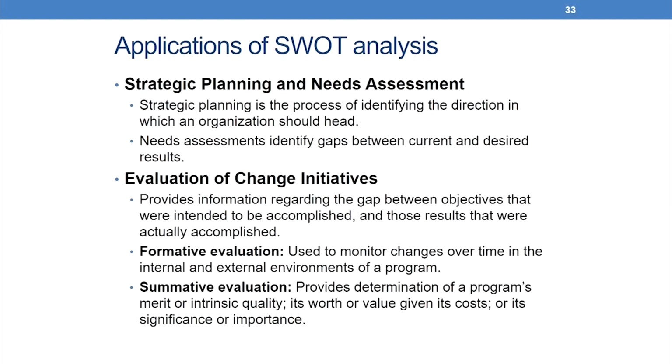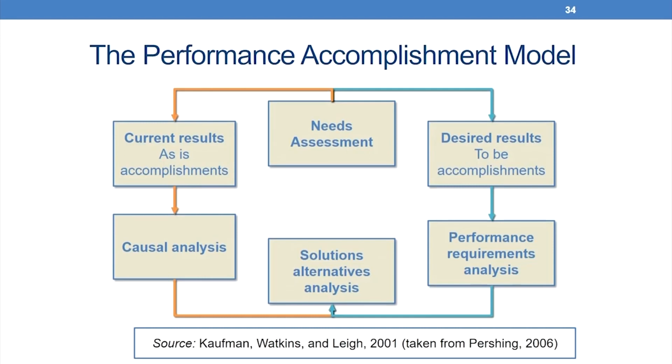Some of the applications of SWOT analysis are in strategic planning and needs assessment, which is the process of identifying the direction in which an organization should head. Needs assessments identify gaps between current and desired results, and evaluation of change initiatives provides information regarding the gap between objectives that were intended to be accomplished and those results that were actually accomplished. The performance accomplishment model. So, you have needs assessments and solutions alternative analysis. You look at the current results, the desired results, the causal analysis and performance requirement analysis.